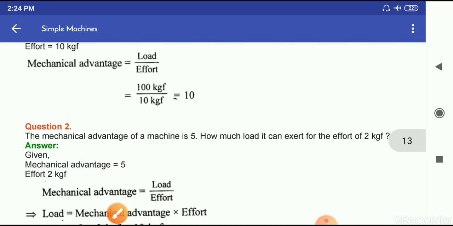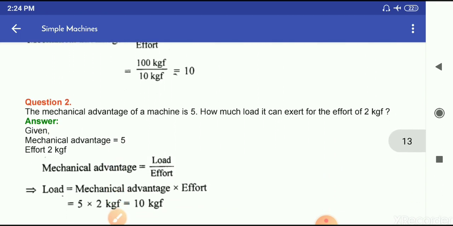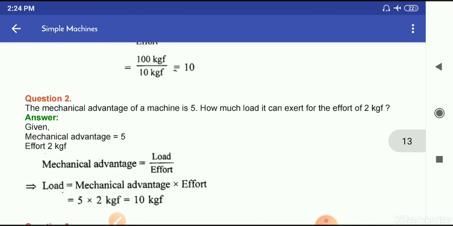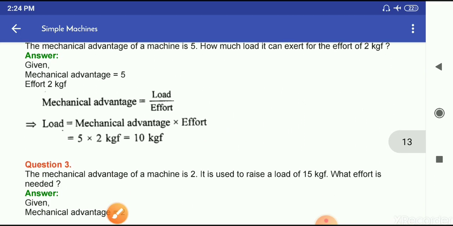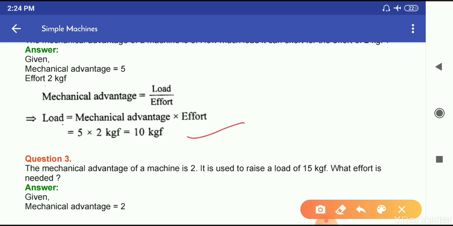Now, second question: the mechanical advantage of a machine is 5. How much load can it exert for the effort of 2 kgf? Mechanical advantage given is 5, effort is 2 kgf. The mechanical advantage formula is load upon effort, and we have to find the load. Therefore, mechanical advantage multiplied by effort. So mechanical advantage is 5 and effort is 2, therefore the load is 10 kgf.